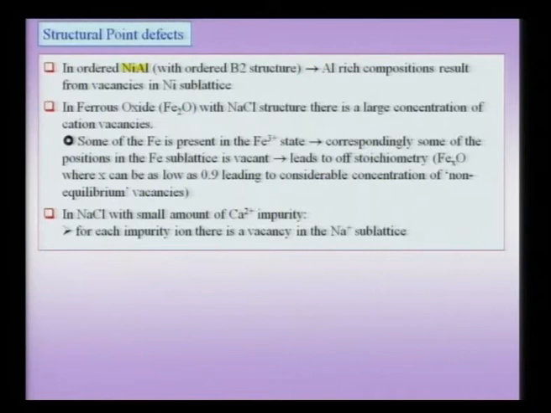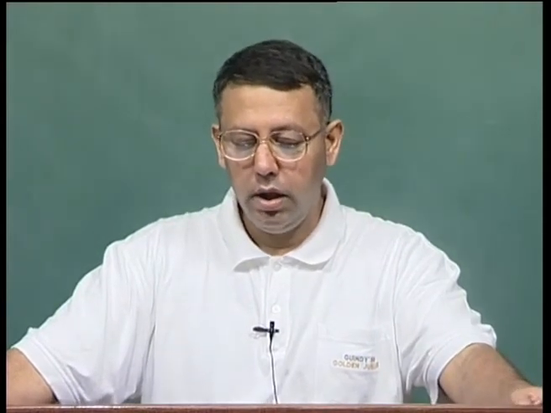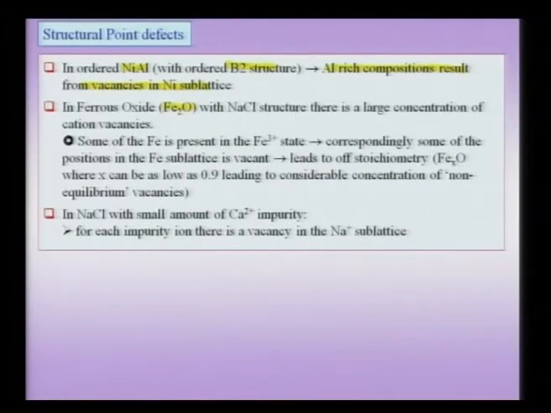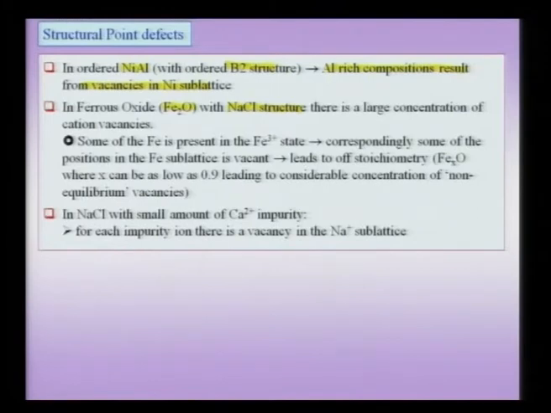We already cited the example of nickel aluminide, NiAl, which had an ordered B2 structure, wherein aluminum rich compositions result from vacancies in the nickel sublattice. This was an example of a structural point defect in a metallic material. As an ionic analog of this, let me take the example of ferrous oxide, FeO, which has an NaCl kind of structure, which is, as we know, two interpenetrating FCC sublattices decorated, one with sodium ions, one with chlorine ions, or in this case Fe ions and oxygen ions.